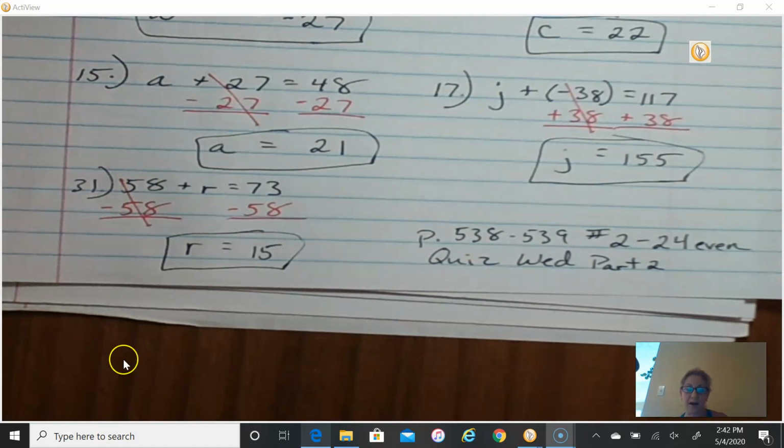No IXL assigned, but it's there for you to use to practice. If you choose not to, that's on you guys, okay? To prepare for these quizzes and tests, you do need to be practicing that IXL. We're almost to the end of the year, and I know a lot of you are getting burned out, so I'm not assigning any IXL. You need to do it, just for practice, all right?